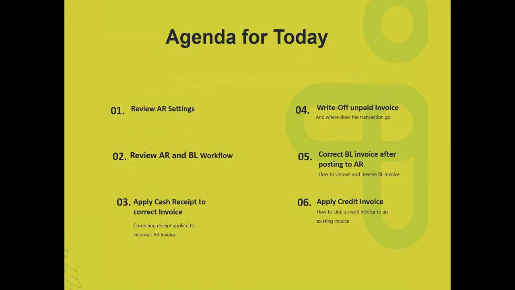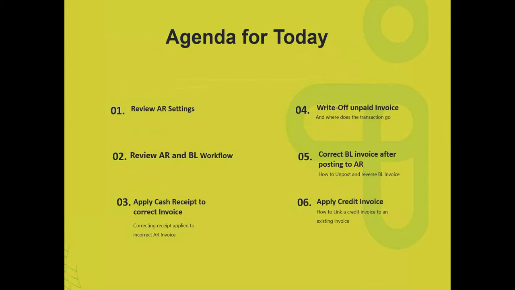Okay, the agenda for today. To start with, we'll review some AR settings, so that when you're making any adjustments, you know what GL accounts are going to be updated, particularly when it comes to write-offs or bad debts or refunds of payments. So we'll run through those AR settings just so you know where your system's set up to send that information through to in the general ledger.